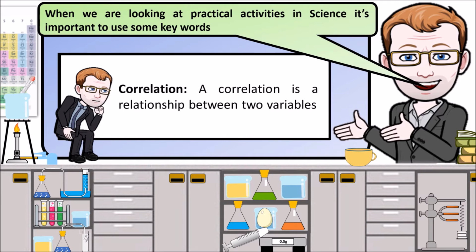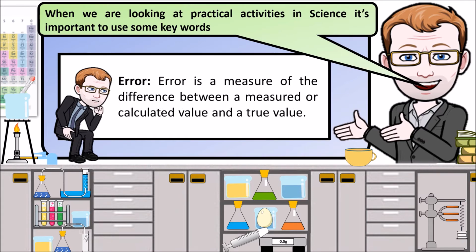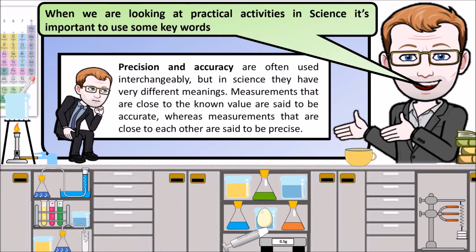A correlation is the relationship between two variables. An error is a measure of the difference between the measured or calculated value and the true value. And precision and accuracy are often used interchangeably, but in science they have different meanings. So measurements that are close to the known value are said to be accurate, whereas measurements that are close to each other are said to be precise.